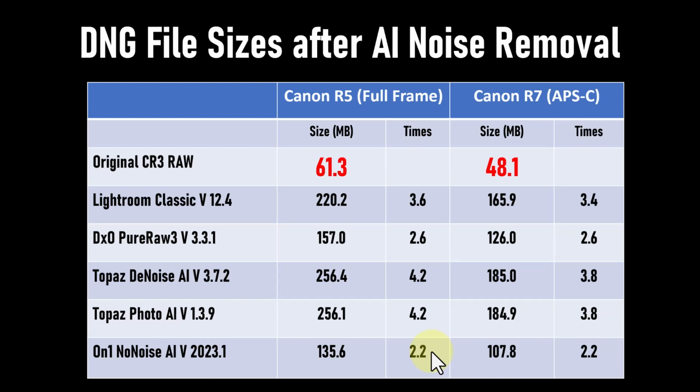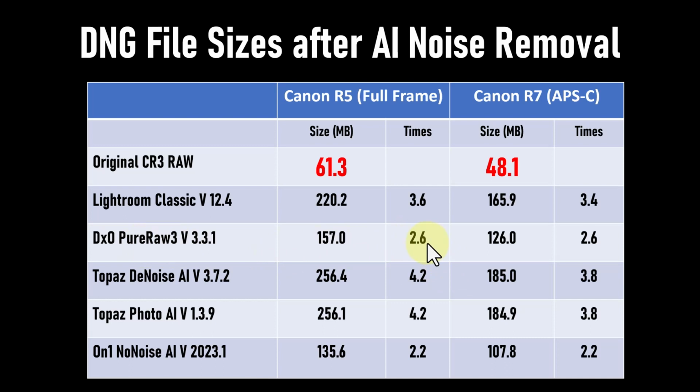I wasn't expecting this. I was expecting all of them to be about the same size, but we see a big size difference, right? From 2.2 times on the low end to as much as, more than 4 times larger with Topaz Denoise and Photo AI. Lightroom, which is the tool that I use to edit, and it's probably the latest entrant into this field, at 3.6. My favorite plugin, which is Pure Raw 3, at 2.6. So big surprise here on DNG.